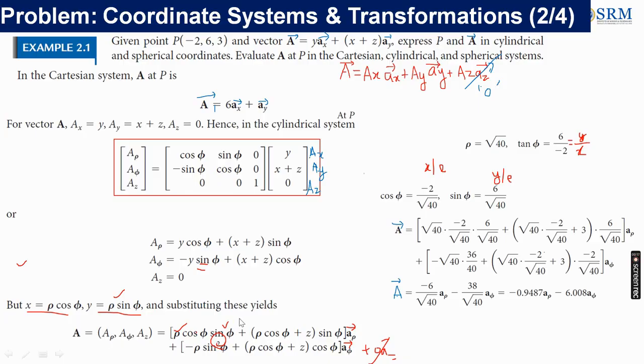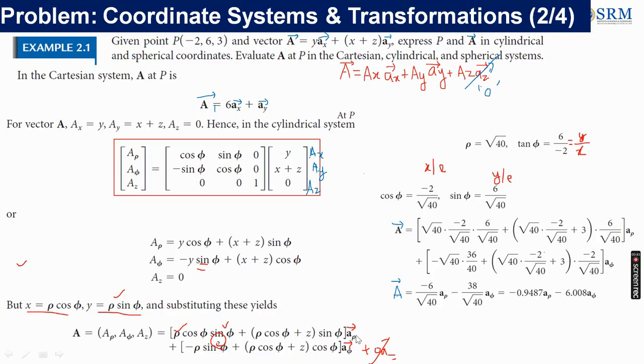A is a rho multiplied with a rho cap plus a phi multiplied with a phi cap. Since the a term is not there, that term is not mentioned here. It's 0, right? So substituting x and y in this expression, for y it is rho sine phi. So rho cos phi sine phi plus, for x it is rho cos phi. Okay, so rho cos phi, z remains the same.